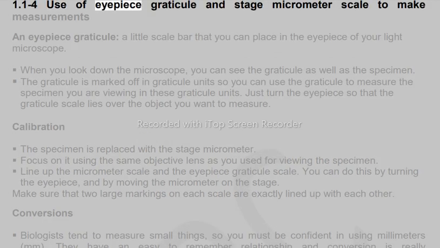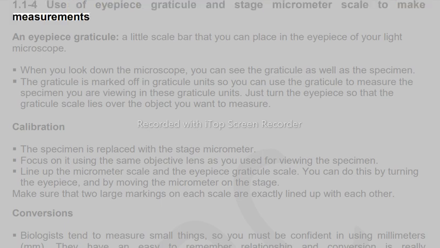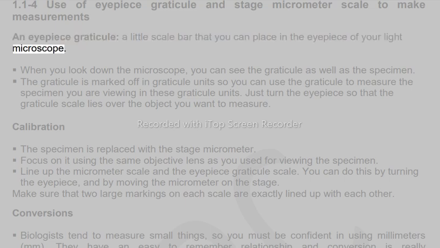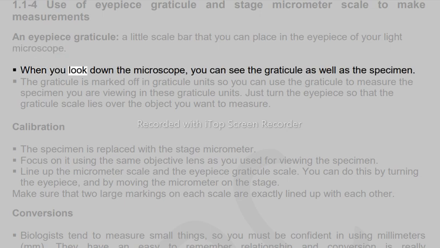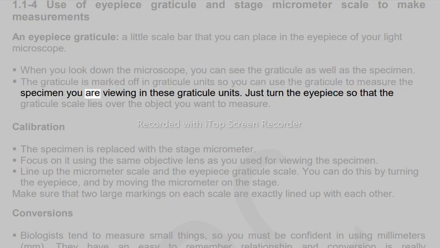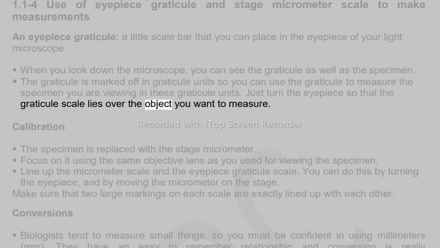1.1.4 Use of eyepiece graticule and stage micrometer scale to make measurements. An eyepiece graticule is a little scale bar that you can place in the eyepiece of your light microscope. When you look down the microscope, you can see the graticule as well as the specimen. The graticule is marked off in graticule units, so you can use it to measure the specimen you are viewing in these units. Just turn the eyepiece so that the graticule scale lies over the object you want to measure.